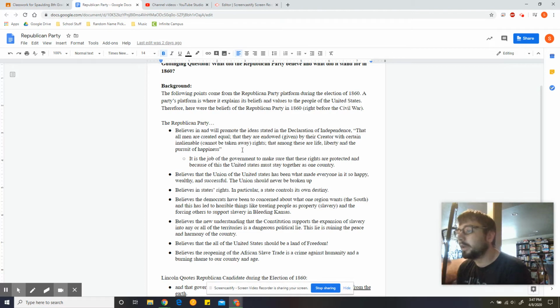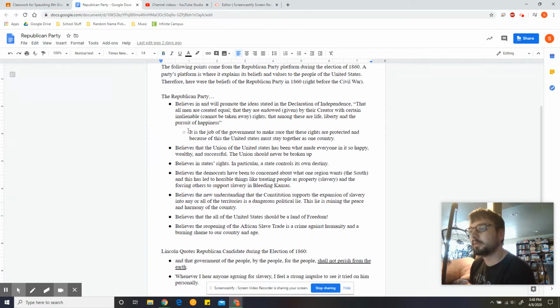The following points came from the Republican Party platform during the election of 1860. The party's platform is where it explains its beliefs and values to the people of the United States. Therefore, here were the beliefs of the Republican Party in 1860, right before the Civil War.